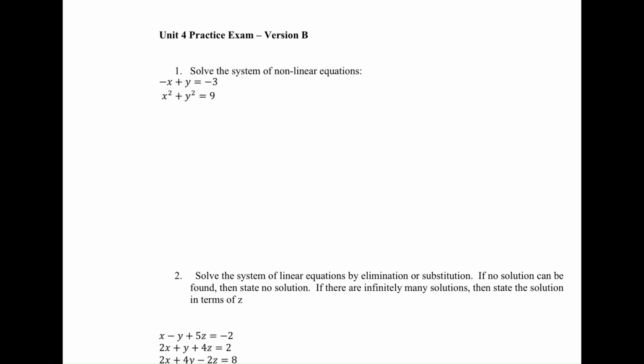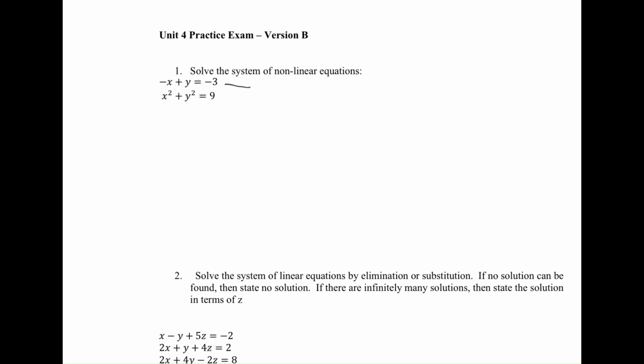So the two options to solve a system of nonlinear equations, remember, is either using the substitution or the elimination method. Elimination method works great, but only if your variables are like terms. None of these variables are like terms. So we're going to have to use the substitution method.